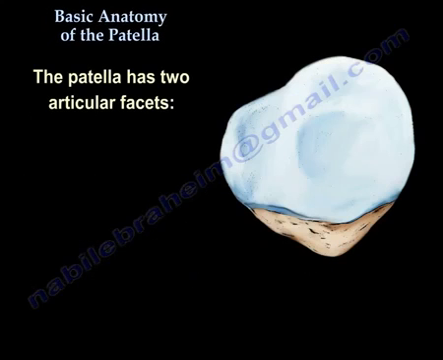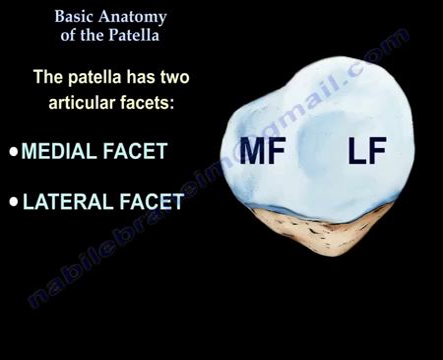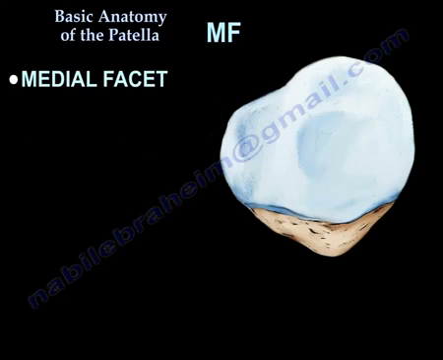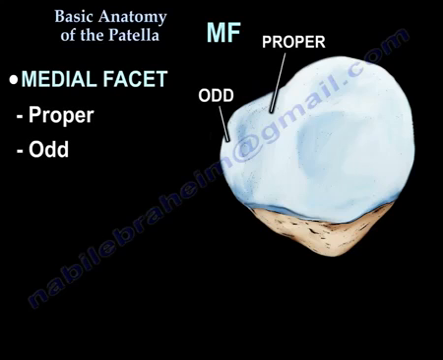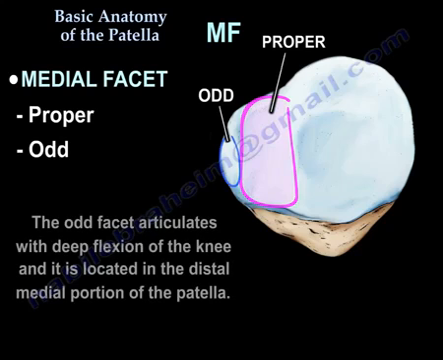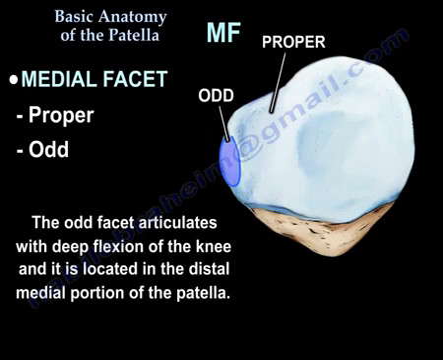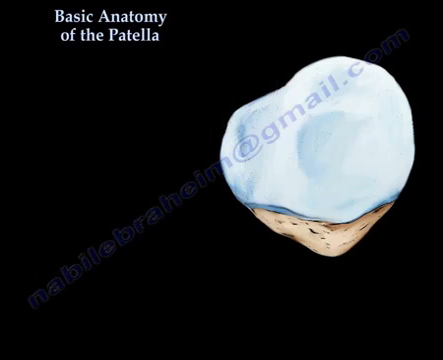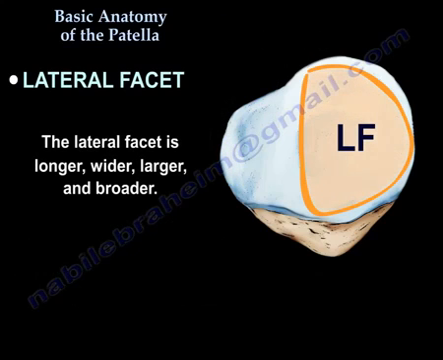The patella has two facets: the medial facet and the lateral facet. The medial facet has two parts: the medial facet proper and the odd facet. The odd facet articulates with deep flexion of the knee and is located in the distal medial portion of the patella. The lateral facet is longer and wider. It is larger and broader.